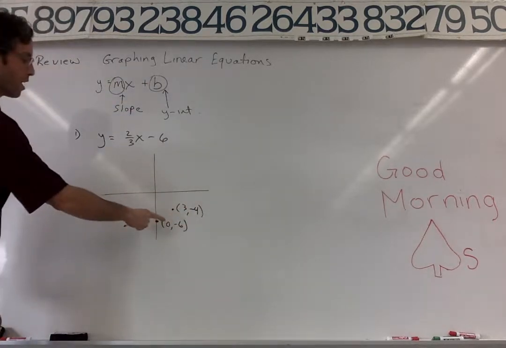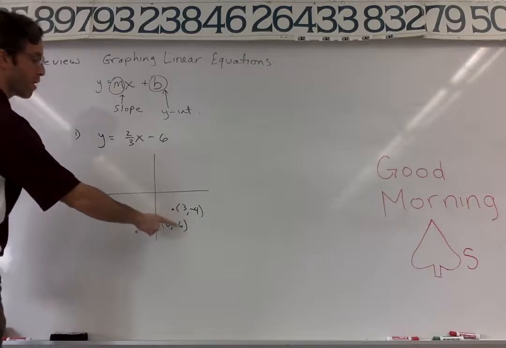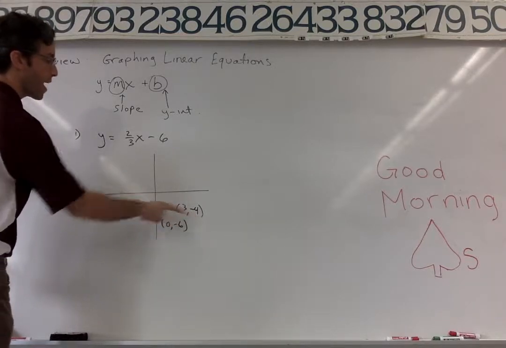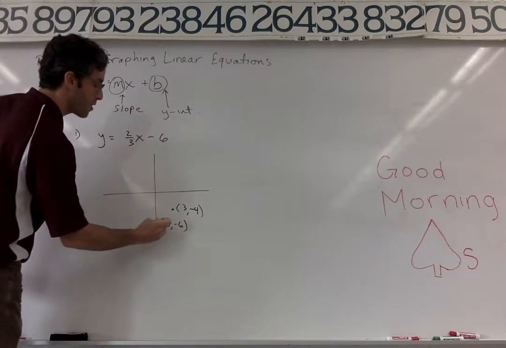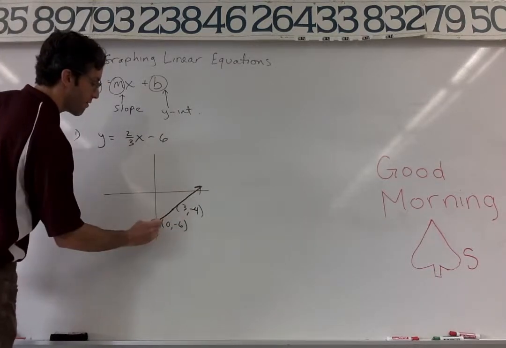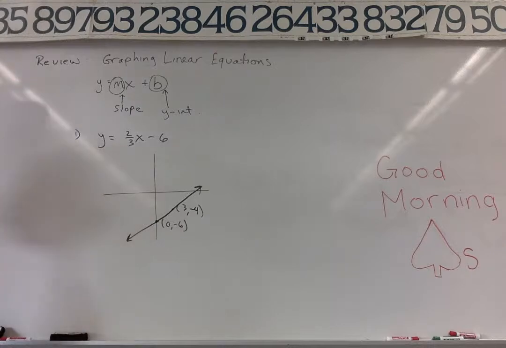We go up 2. From -6, you're at -4 for y, and you're going to the right 3, so you're at 3 for x. And now that will be enough. 2 points determine a line. So once you have that, you can just drop your ruler and draw that line.